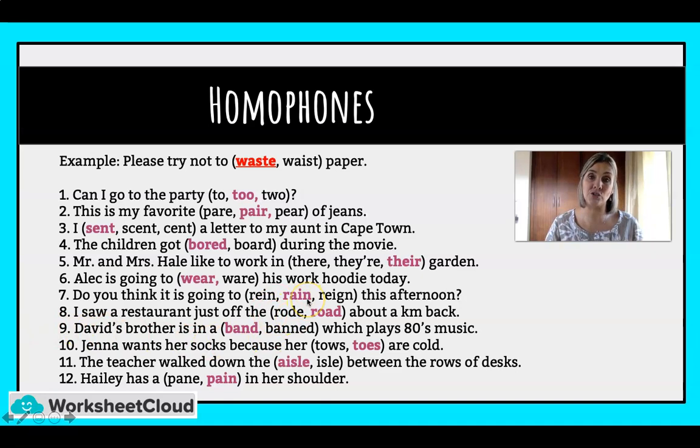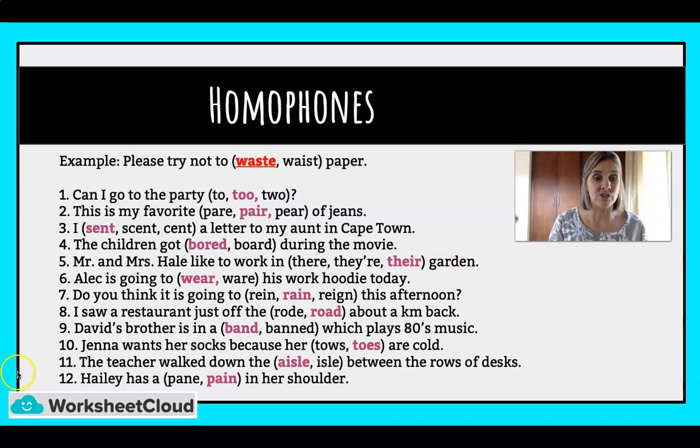The first one is to do with riding, as in I rode my bike. But the second one, as in the road or the path that the car goes on. Number 9, David's brother is in a band which plays 80s music. Banned, the second one, is when you prevent it from doing something. So you're banned from going into the lounge while it's being cleaned.